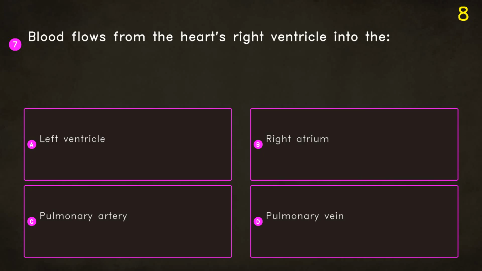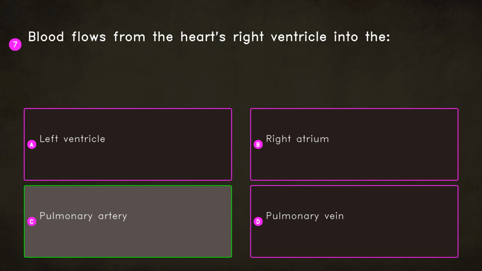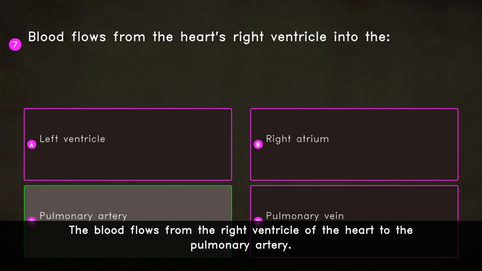Question 7. Blood flows from the heart's right ventricle into the A. Left ventricle. B. Right atrium. C. Pulmonary artery. D. Pulmonary vein. The correct answer is pulmonary artery. The blood flows from the right ventricle of the heart to the pulmonary artery.